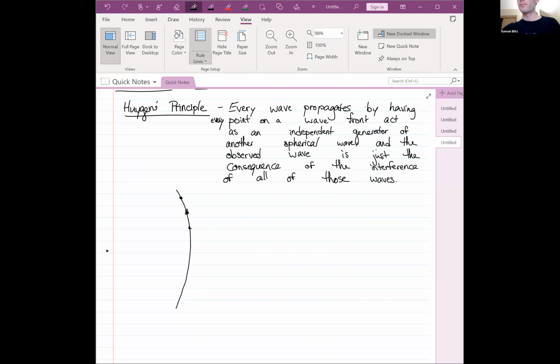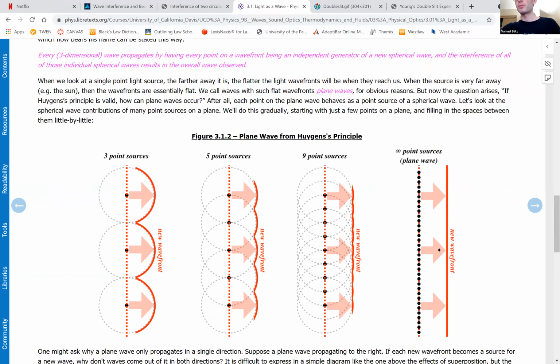Here we go. So imagine that this dotted red line is a wavefront, and then we're going to just keep adding more and more points. Imagine that this is just a plane wave. A plane wave is just a wave that's traveled so far that it's roughly flat. So if we just treat 3 of those points on that plane wave as sources, then you get this kind of lumpy 3 new wavefronts.